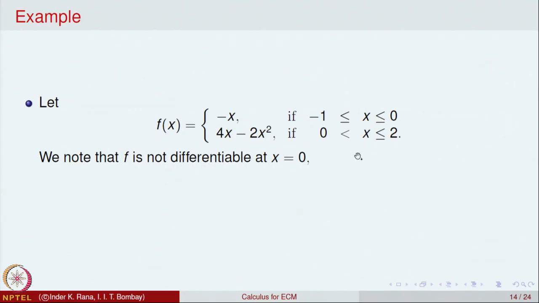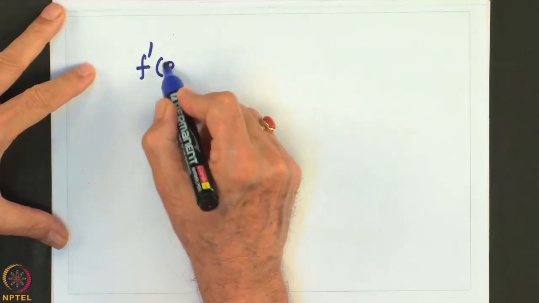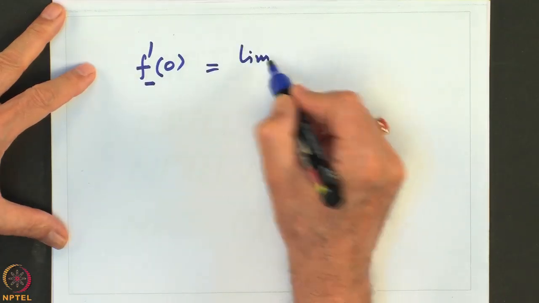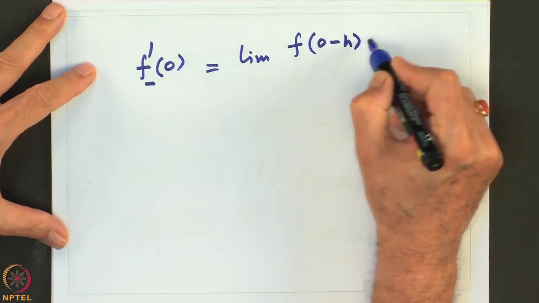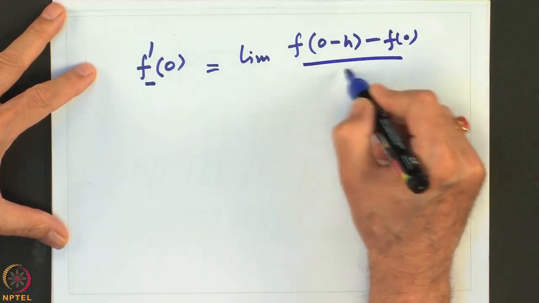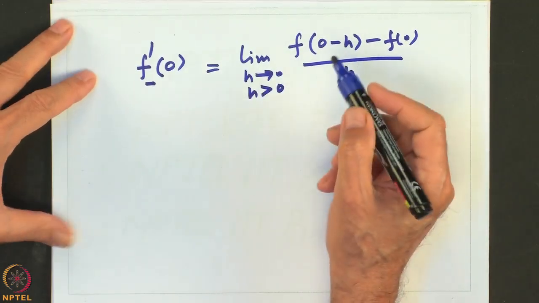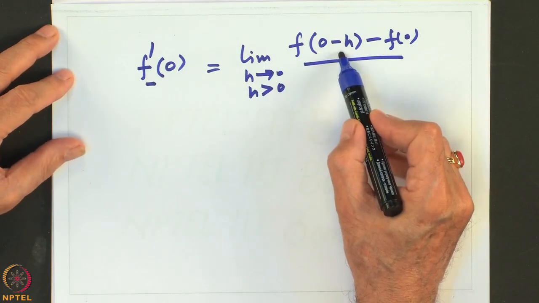So, how do you prove that it is not differentiable at x equal to 0? Let us analyze that by working out the derivative from the left and the derivative from the right. I want to find the derivative at the point 0 from the left side. That is the limit of f of 0 minus h minus f at 0, divided by h, as h goes to 0 with h bigger than 0. That ensures h is positive, so you are on the left side of 0.